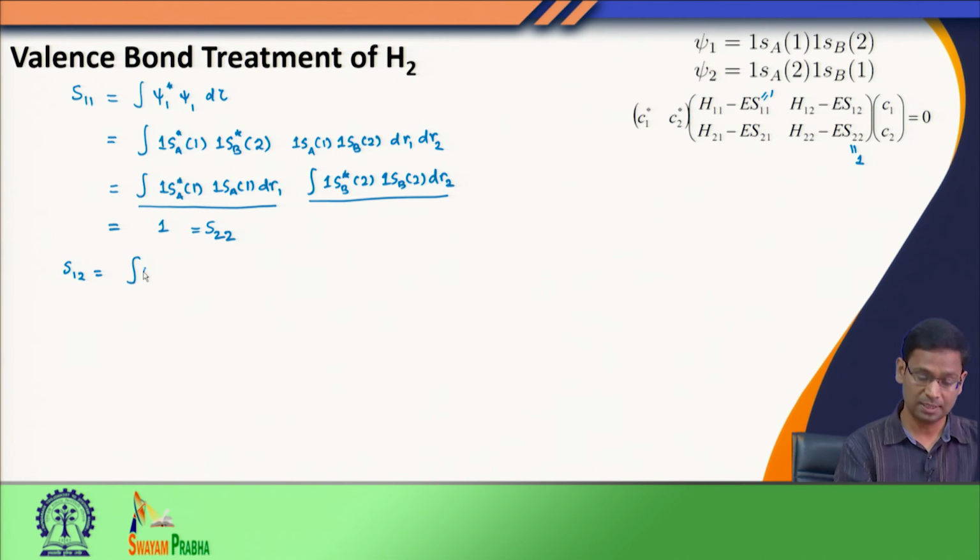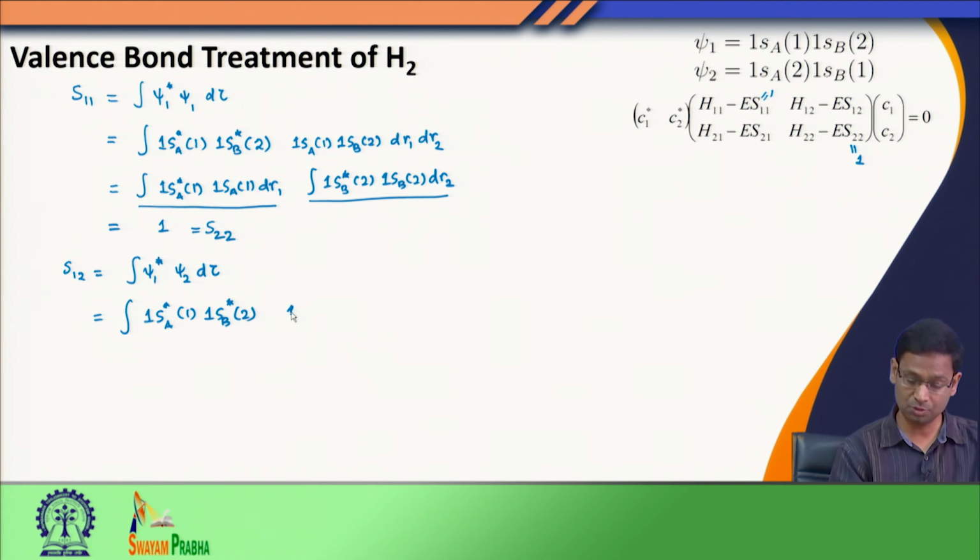Now, let us look at the overlap integral S12. What is S12? This is the overlap of psi 1 with psi 2. That means psi 1 in the bra, psi 2 in the ket. So, psi 1 star psi 2. Psi 1 is given here, psi 2 is given here. Let us write this down. Psi 1 star is 1sA star 1, 1sB star 2, so both are complex conjugates. Psi 2 is obtained by exchanging the electrons, and I have to integrate this over dr1 and dr2, the space of electron 1 and electron 2.